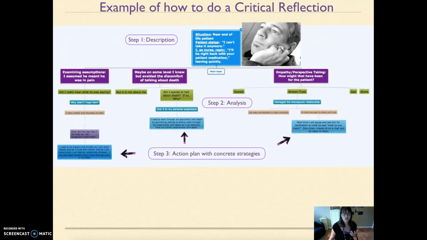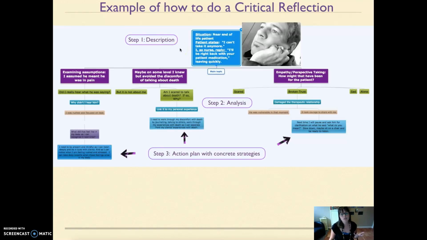So I'm going to provide you with an example of how to do a critical reflection, taking you through the 3 steps. Step 1 being the description of the event, step 2 being the analysis of the event, and step 3 being that action plan. So starting with step 1 is the description of the event.